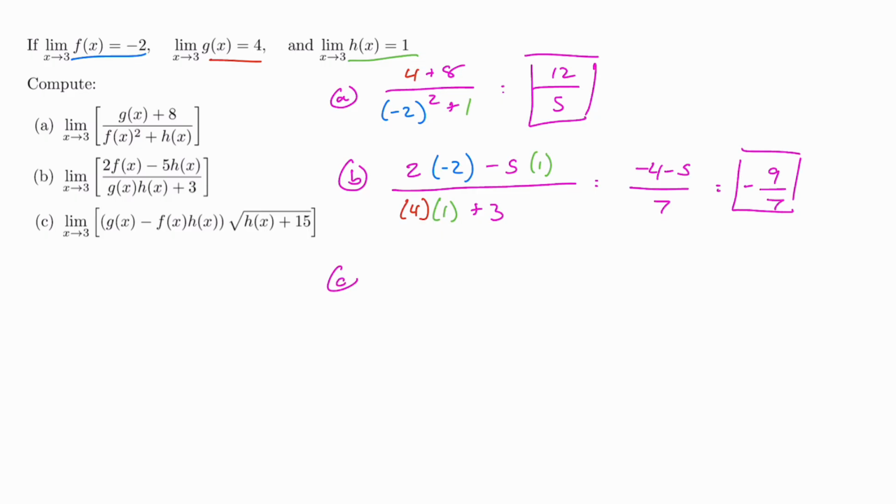And for our last question of the day, we've got g of x, 4 minus f of x, -2, times h of x, which is 1, and this is all multiplied by the square root of h of x, which is 1, plus 15. So we get 4 plus 2 is 6 times the square root of 16. So this is 6 times 4, which is 24.